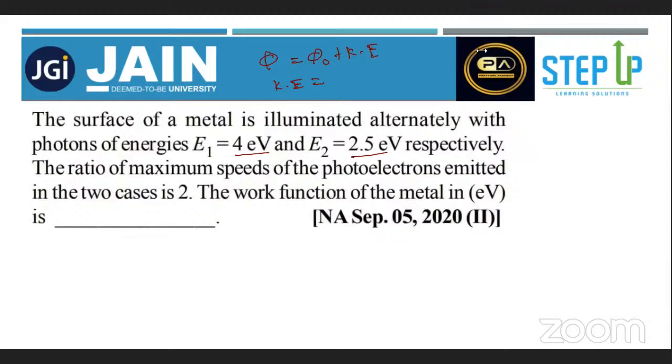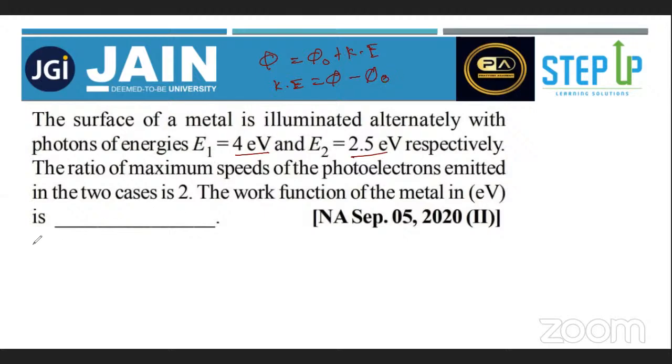Gautam says it as 3. So then check once. I have an answer which says 2. Gautam answers 2. Okay, so the answer is coming as 2, though we can solve it. Kinetic energy is equal to phi minus phi naught. This is a good question. Now, what is kinetic energy?